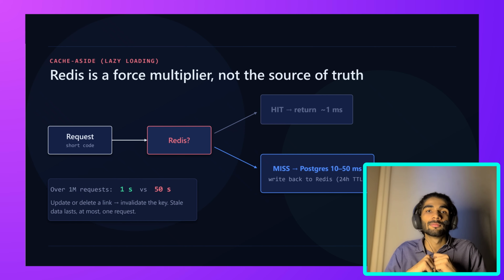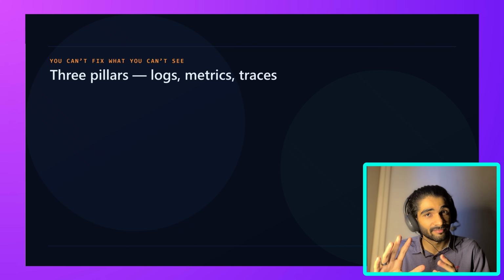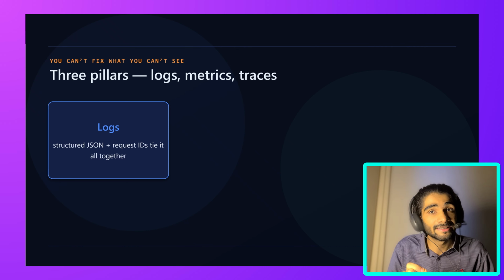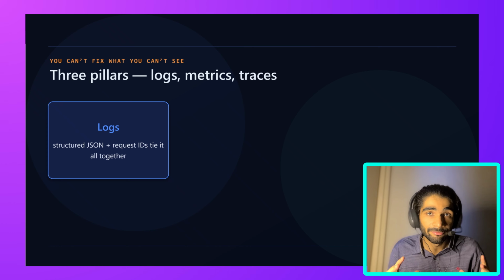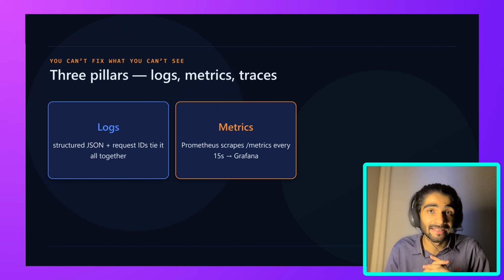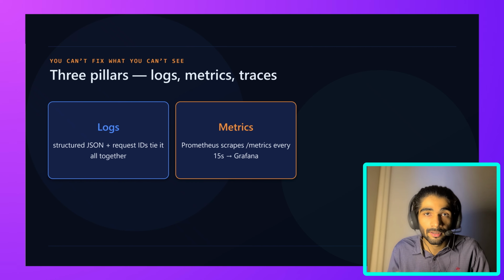Alright, let's talk about observability. You can't fix what you can't see, right? So we have got all three pillars of observability in this project. And you might ask, is that feasible? And again, this is just for the learning project. We have got structured JSON logs with request ID tying everything together. We have got custom Prometheus metrics like cache hit ratio, queue depth, and database pool utilization. And we have got latency tracking histograms for URL creation and redirect.